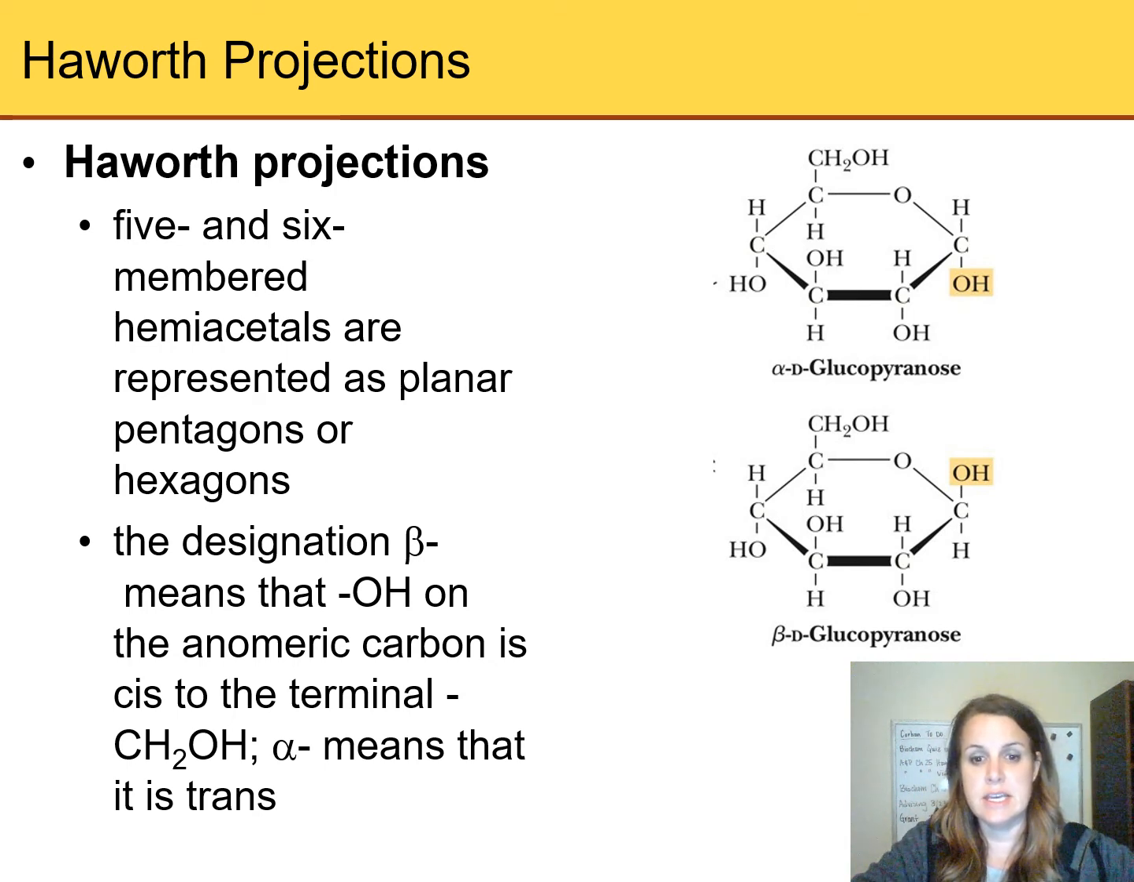Basically what we see is that the alpha is going to have that hydroxy group on the bottom, or what we're saying here is in trans position compared to this group. And the beta is going to have the hydroxy group on the top, or in cis position compared to this group. And again, let me remind you that I have a video that explains how to transition from a Fischer to a Haworth projection that you really need to watch to be able to understand this better.